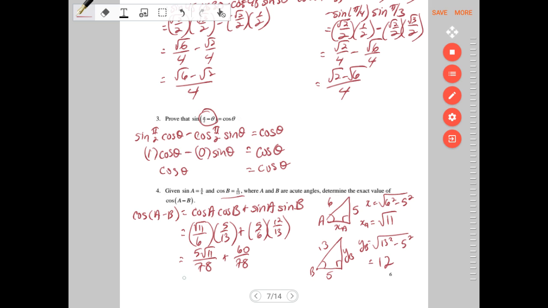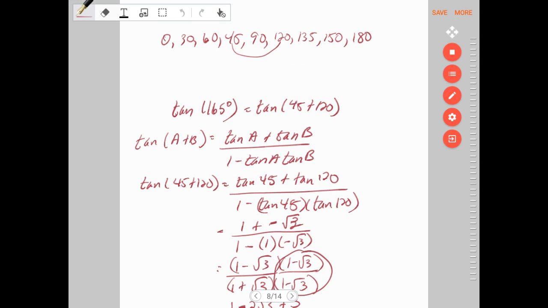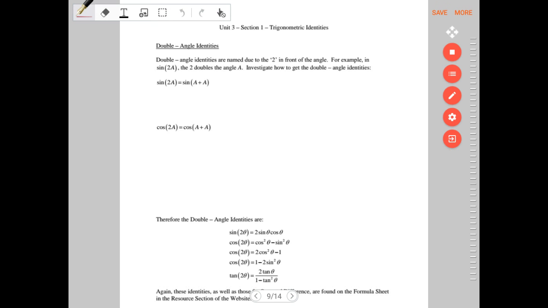Okay, and then that simplifies to 5 root 11 plus 60 all over 78. Okay, awesome. And that is the answer to that question. On to the next part. Okay, we'll skip by that page because we already looked at it.